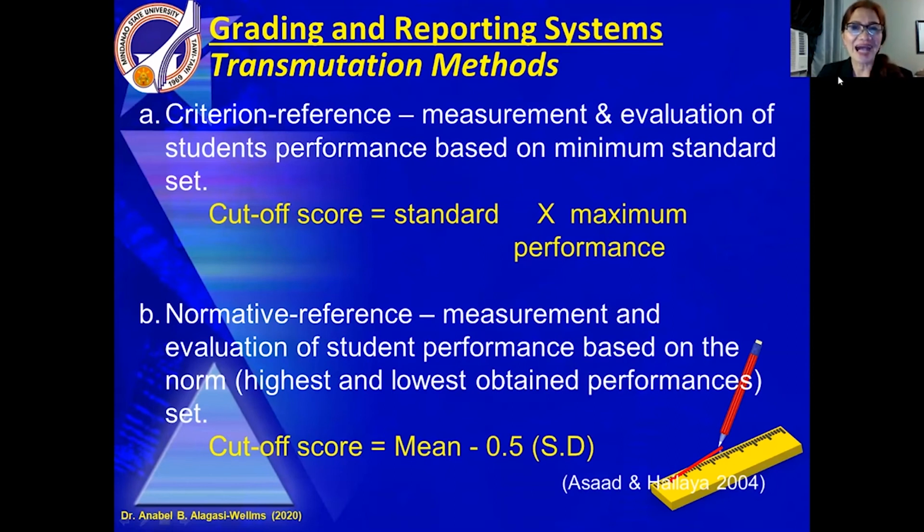You just get the highest score of the student's performance. So for example, the item is 100, you have a 100 item test, and then you will use normative reference. Whatever is the highest score, for example, the highest score is 75, that score would get the highest grade. Meaning to say, that's normative reference. You're not using Criterion reference.